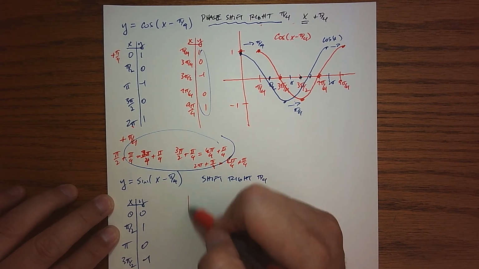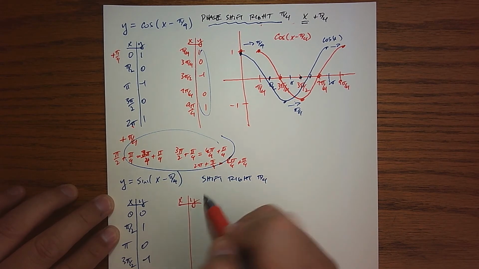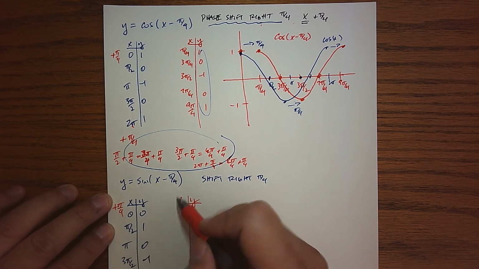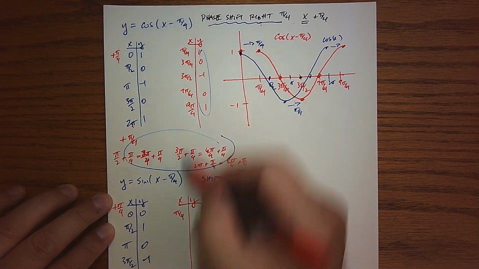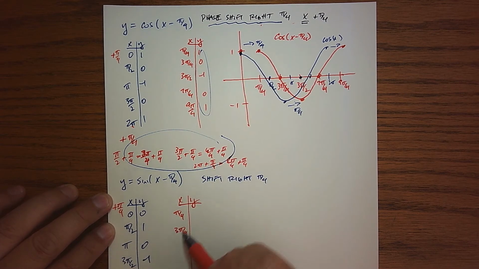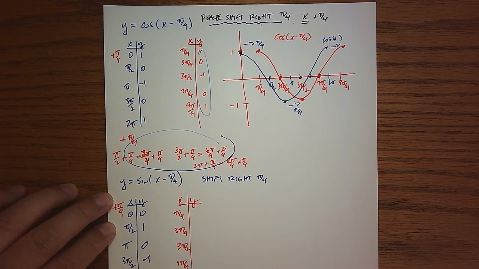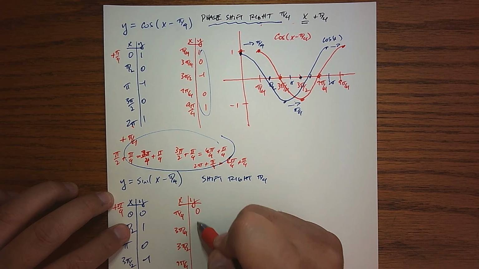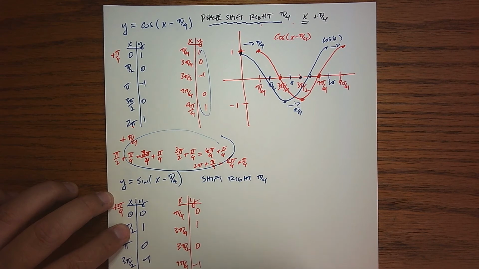So what's our new data? I've already done the math. We're going to be adding pi over 4 to all these guys. So that would be pi over 4, 3 pi over 4, 5 pi over 4, 7 pi over 4, and 9 pi over 4. I think I did all my math right. Let's just double check it. And then 0, 1, 0, negative 1, 0.